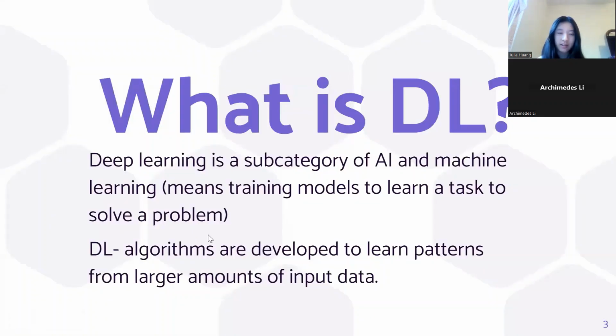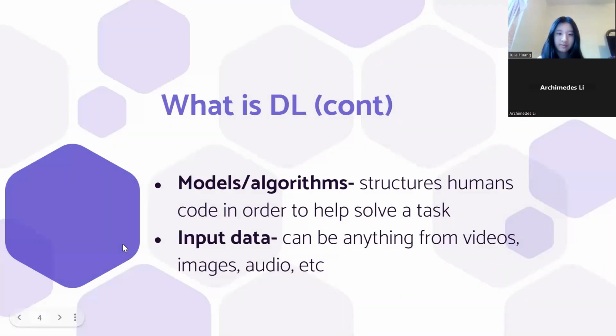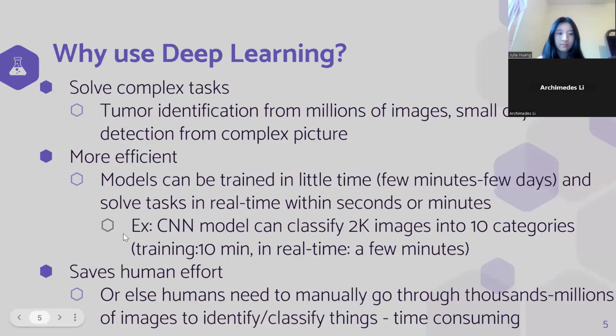Deep learning is a subcategory of AI, where they're trying to train models to learn a task to solve a problem. Deep learning algorithms are developed to learn patterns from larger amounts of input data. In deep learning there are models or algorithms, which are structures that humans code in order to help solve a task. They also involve input data, which can be anything from videos, images, audio, etc.